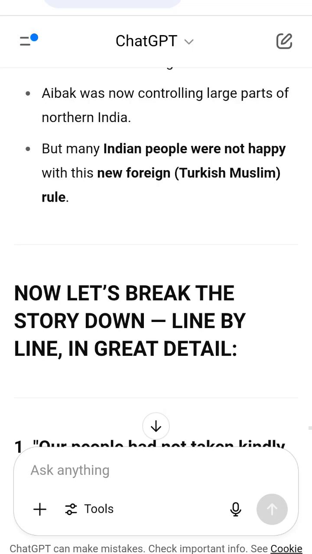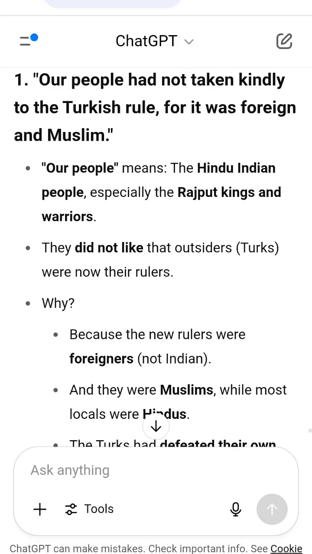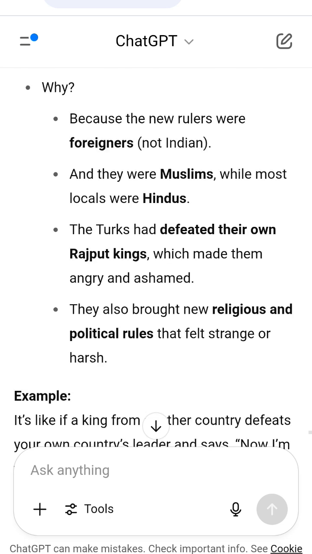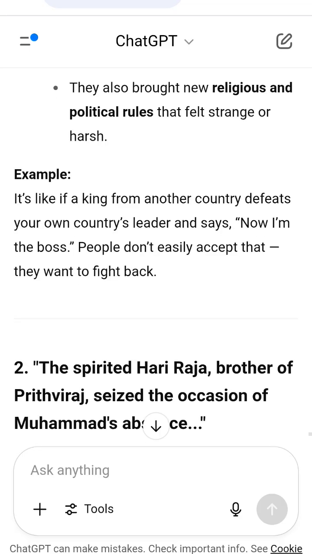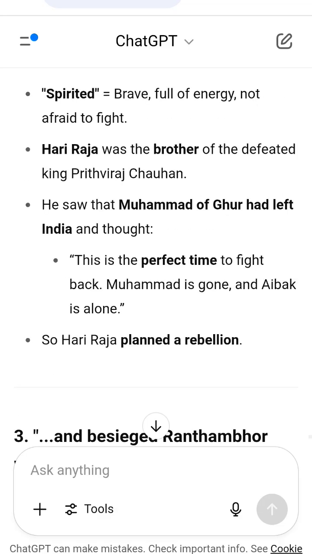What happened in the second rising? 1. The people were not happy. The Turks were foreigners and Muslims, and most of the local people were Hindus. People didn't like being ruled by outsiders, especially after their proud kings like Prithviraj had lost. So there were uprisings, rebellions.